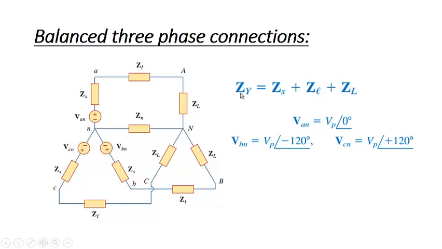In this case, this Z_Y per phase impedance will be equal to ZS plus ZL plus capital ZR. That is given like this. And VAN is equal to VP at an angle of 0. That is obvious. VBN is equal to VP at an angle of minus 120 degrees, and VCN is equal to VP at an angle of 120 degrees.